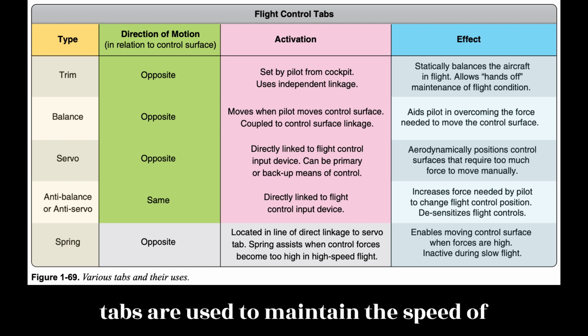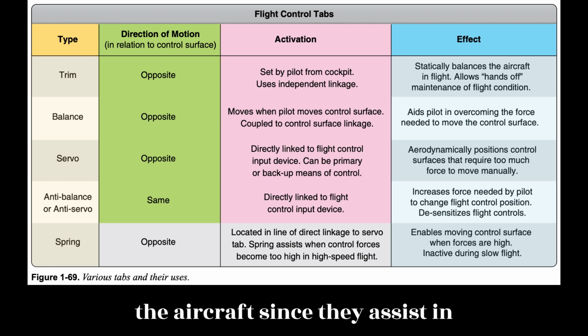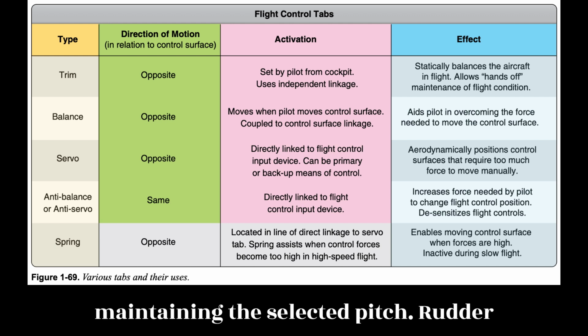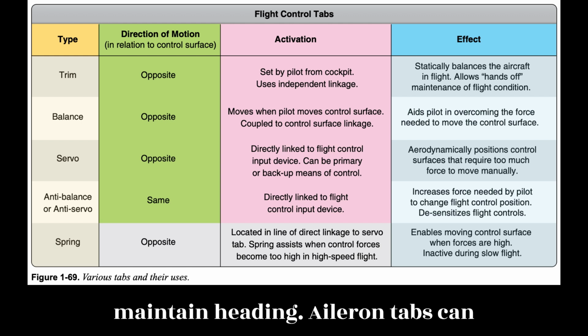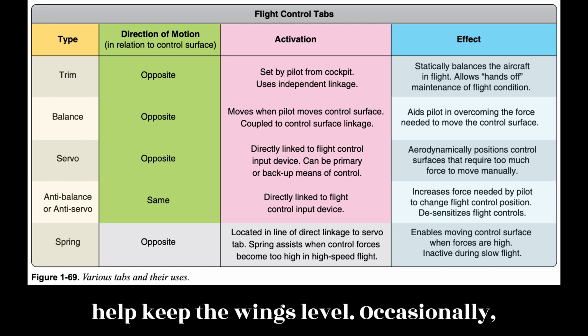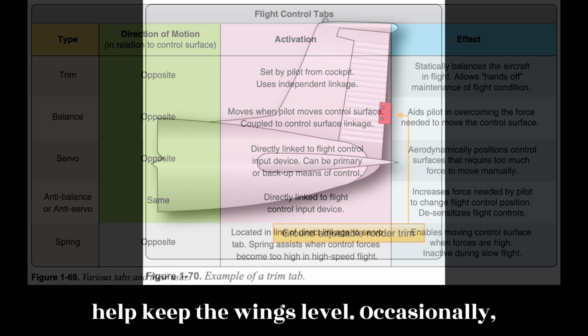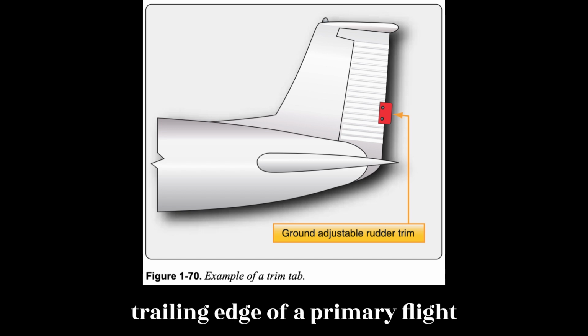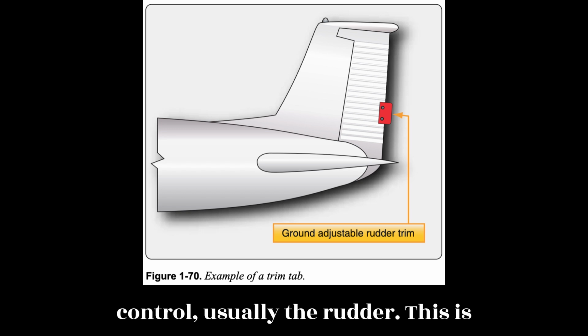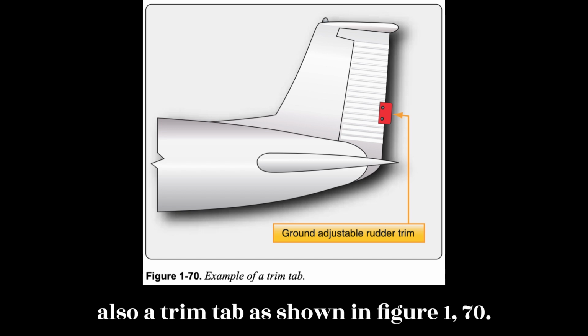Therefore, elevator tabs are used to maintain the speed of the aircraft since they assist in maintaining the selected pitch. Rudder tabs can be set to hold yaw in check and maintain heading. Aileron tabs can help keep the wings level. Occasionally, a simple light aircraft may have a stationary metal plate attached to the trailing edge of a primary flight control, usually the rudder. This is also a trim tab, as shown in Figure 1-70.